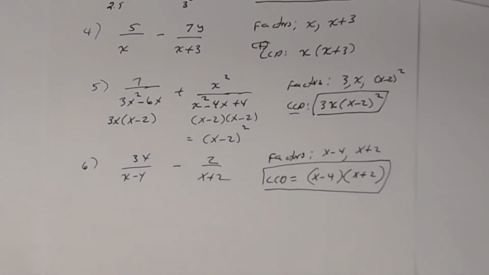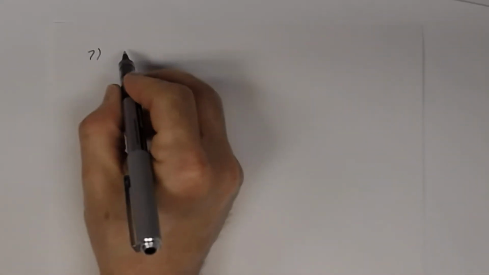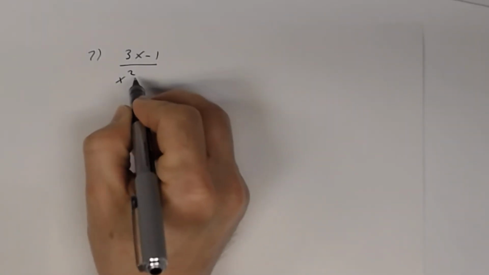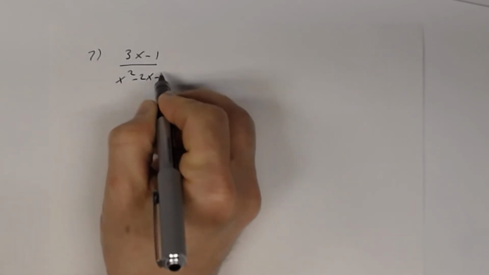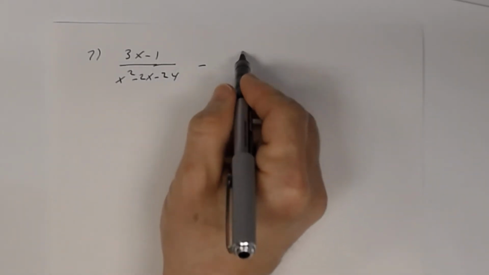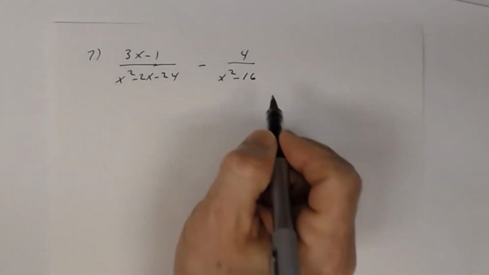All right, so that was number 6. Let's look at number 7. Let's suppose we had this problem for number 7: 3x minus 1 divided by x squared minus 2x minus 24, subtract 4 divided by x squared minus 16.